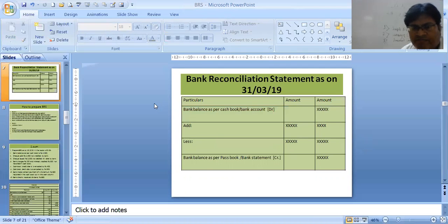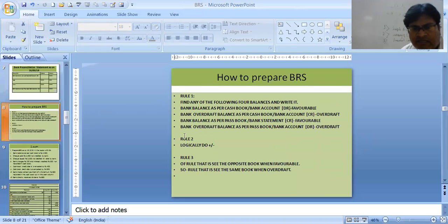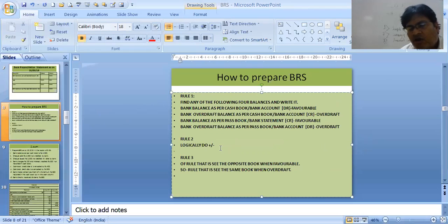First is the detail column, where we will logically do plus minus. That is our rule number two, which we actually have to do in the sum. Logically, we have to do plus or minus. Plus in the cash book, then minus in the passbook. First book is the cash book, second book is the passbook. We will do that logically.